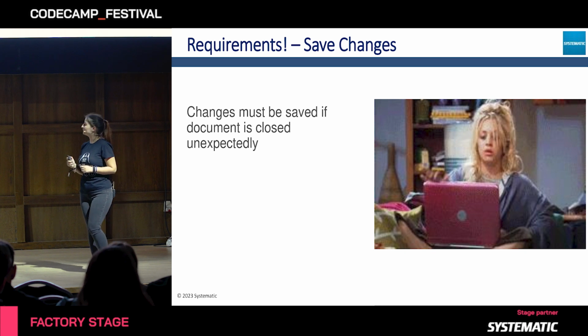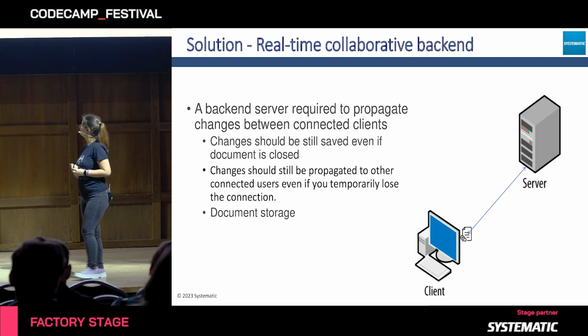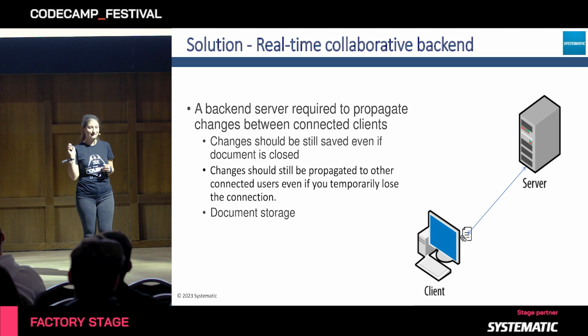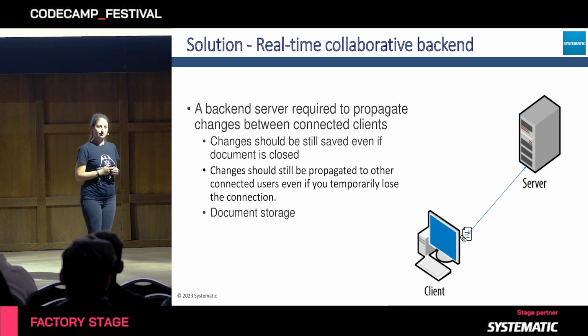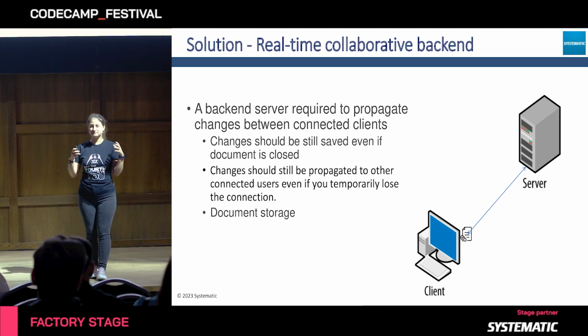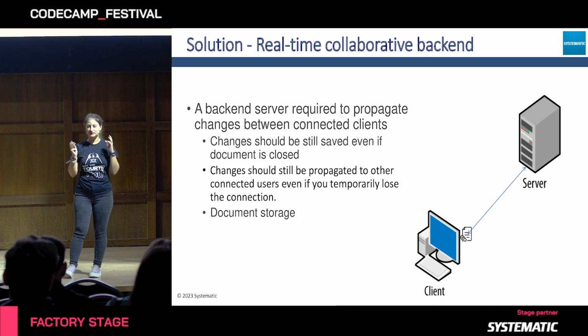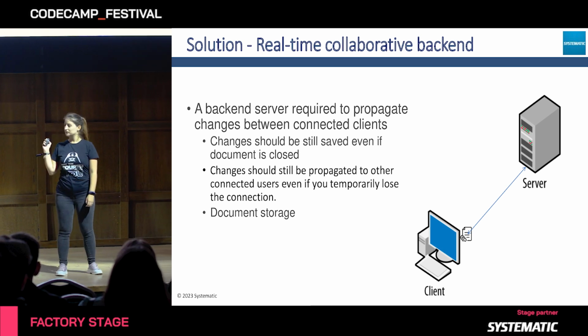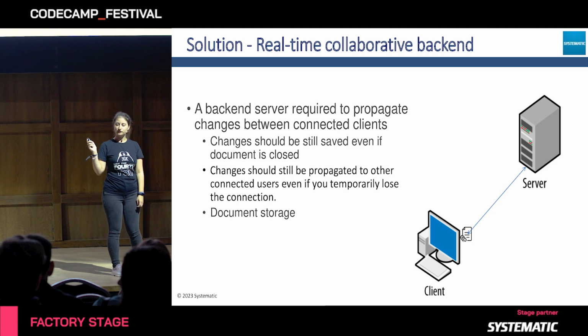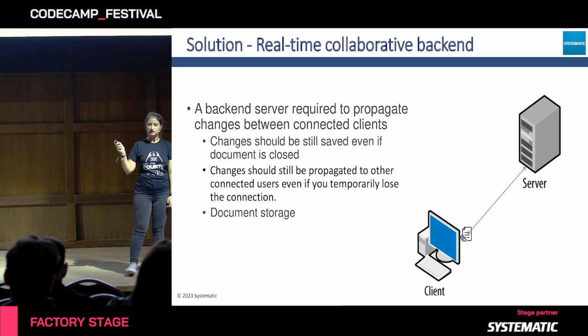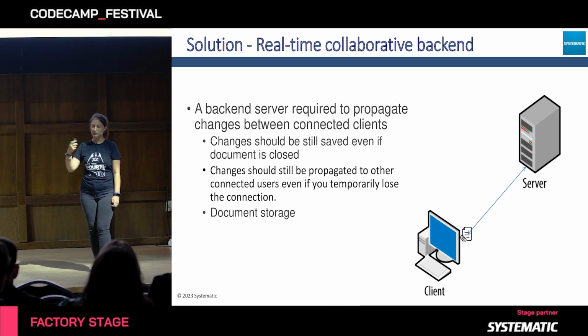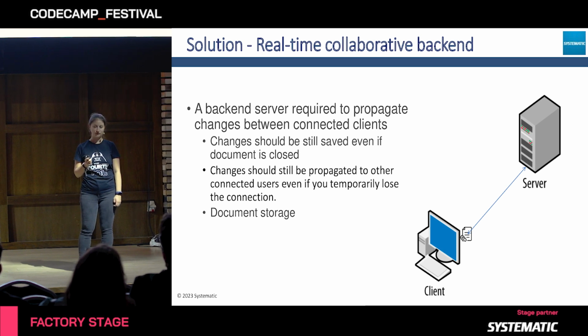And in order to do that, we introduced a real-time collaborative backend, which is a server which does exactly this. It's connected to multiple clients, and if one of the clients loses connection, then the server has all the changes in real time and propagates them to the other users.